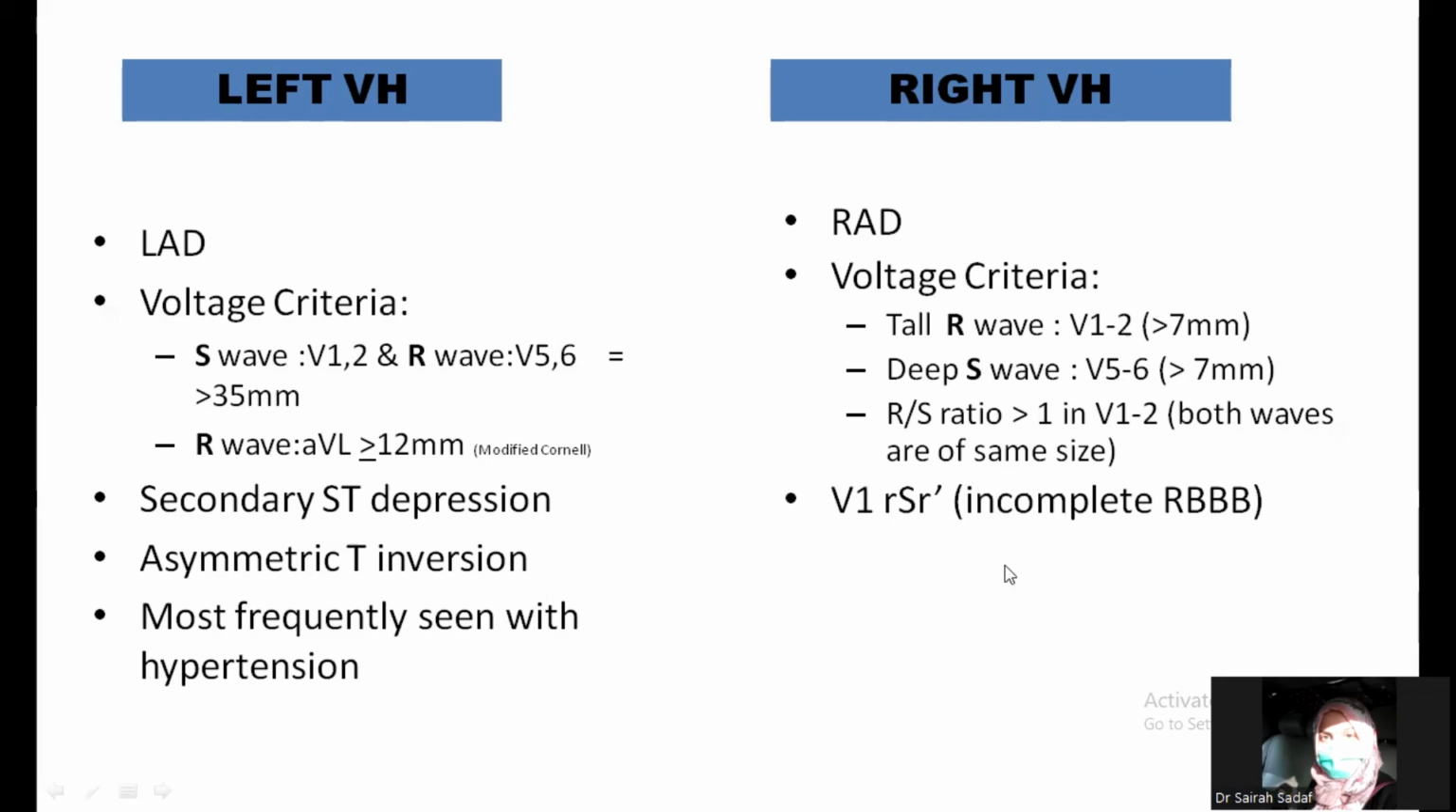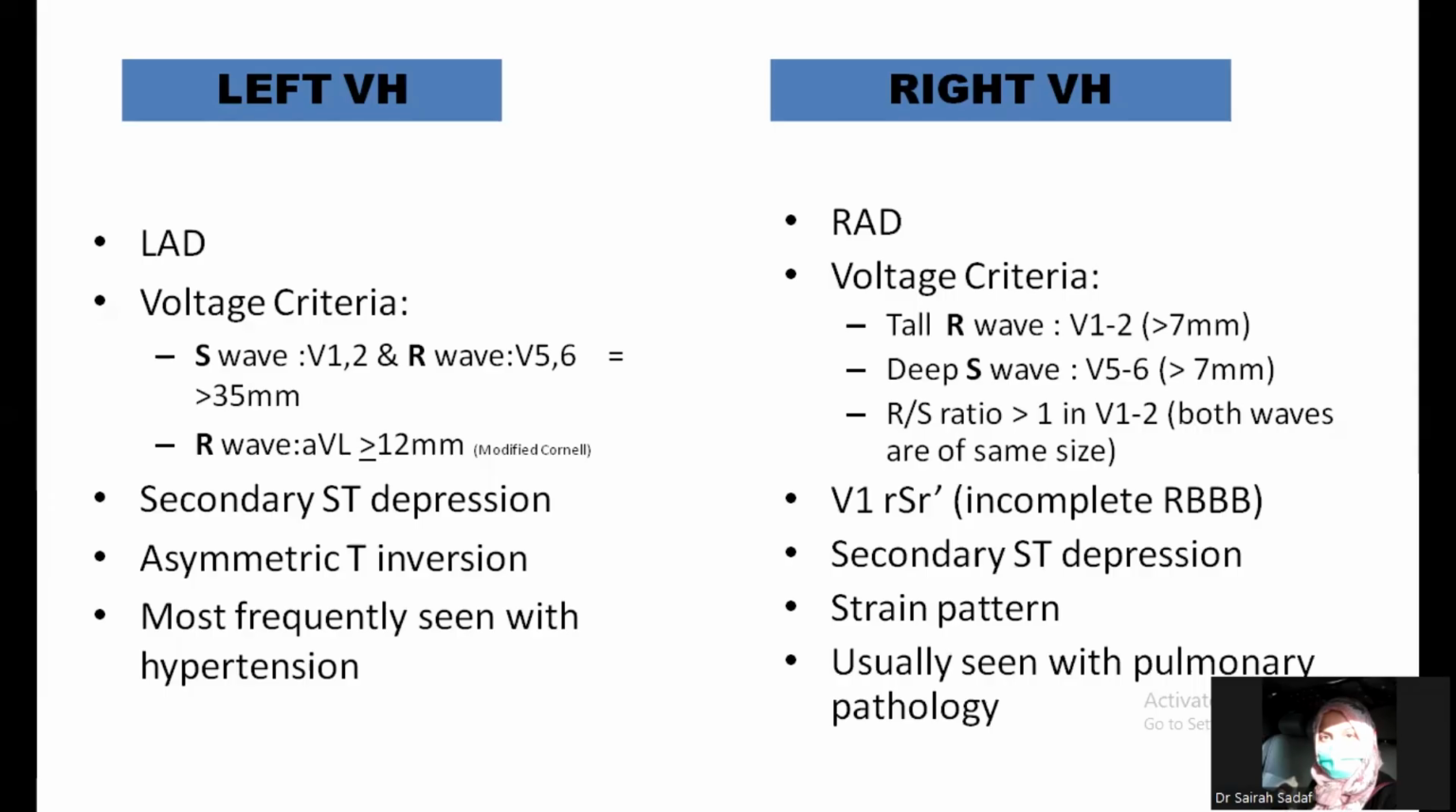Small r, a large S wave, and again a small R wave. We call it the second R wave, R prime, in the V1 lead. It may be associated with it, not always. We may have a secondary ST depression that will strengthen our criteria, and we may have a strain pattern on ECG that will again strengthen our criteria. But it may not be present as well. So usually it may be seen with pulmonary pathology.